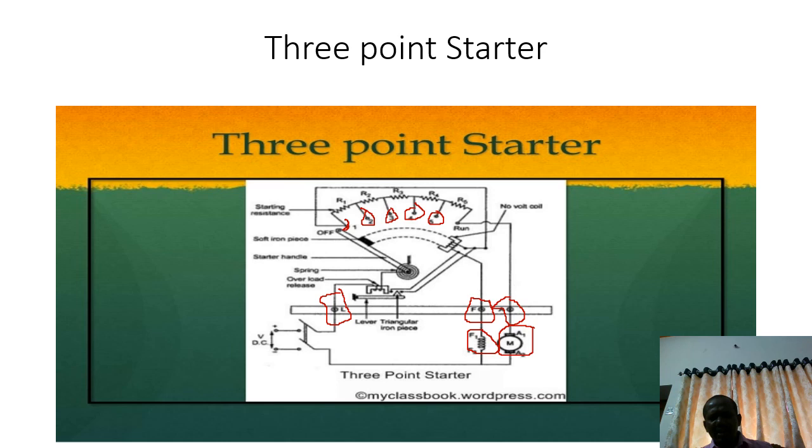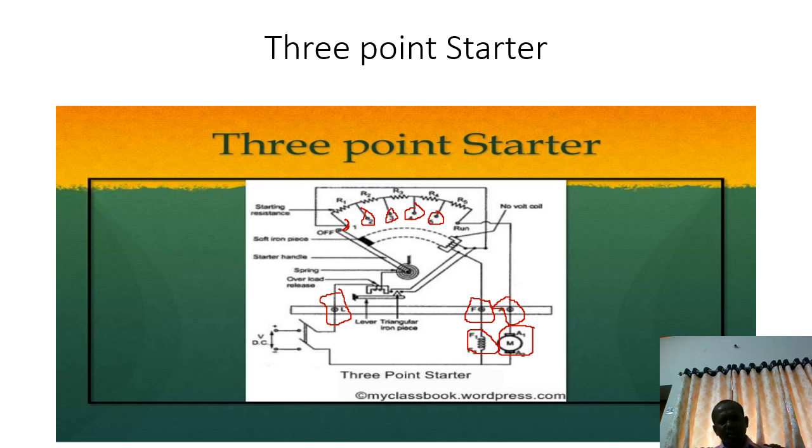Then the running condition begins, and the machine will run at high current. Current passes directly through the armature and through the field winding; two currents are passed. When the supply goes off, the coil releases, the triangular piece contacts the upper point, and a short circuit occurs. So immediately the handle comes to the off-state position.